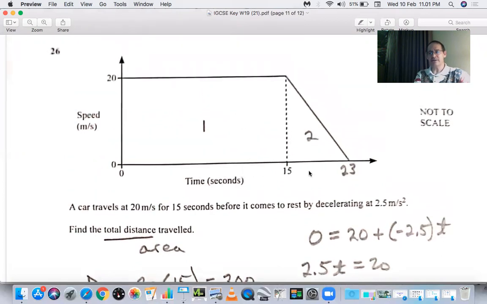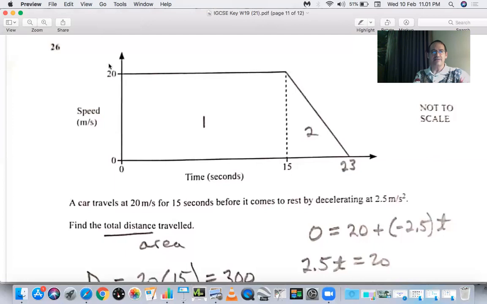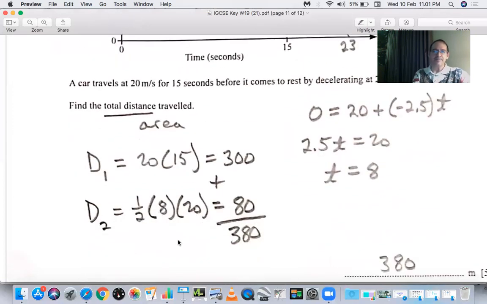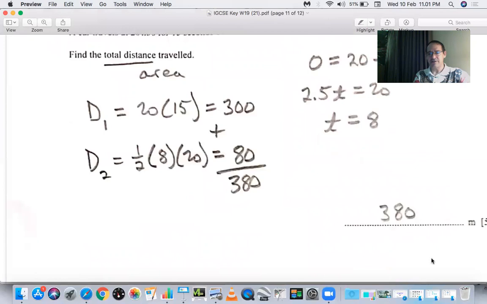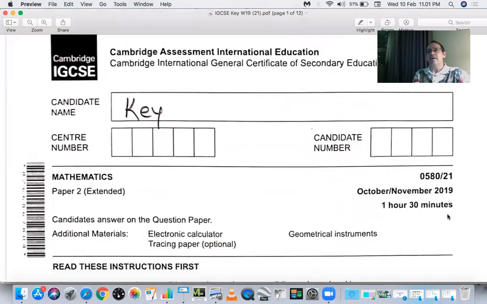Now we have our triangle, half base times height. Remember the base is actually 8 and the height is 20. So 1/2 base times height gives us a total of 80 meters, plus the 300 is a total of 380 meters. And that is the end of this winter, or October, November 2019 paper 21.